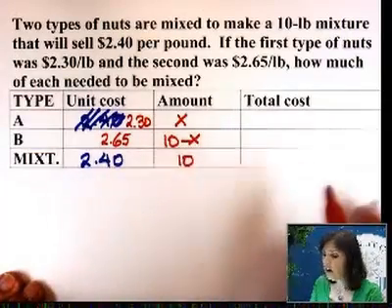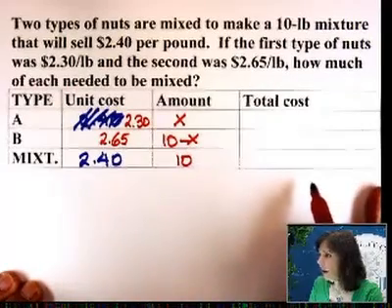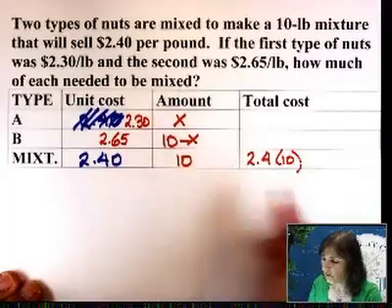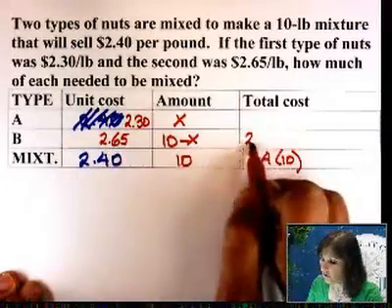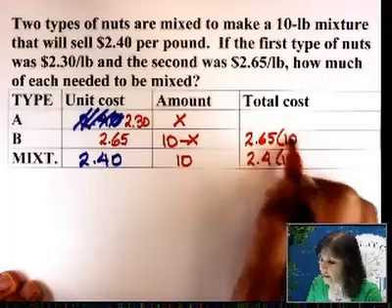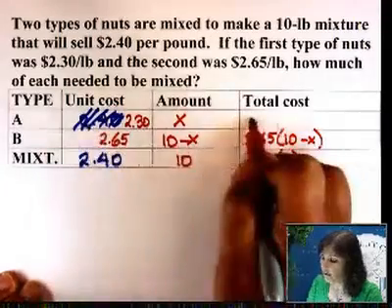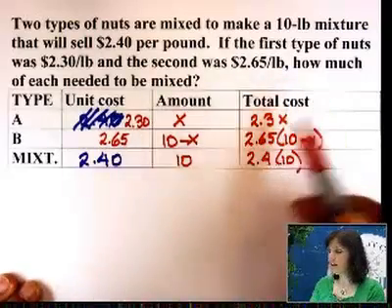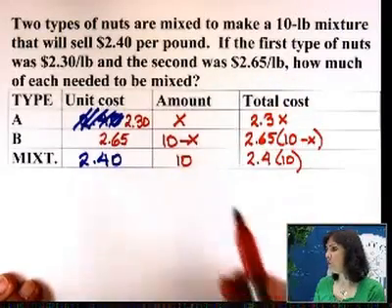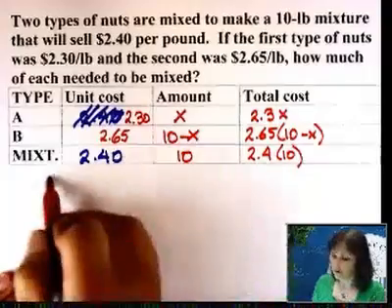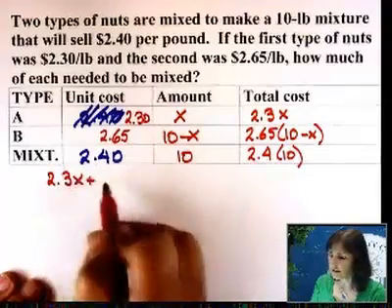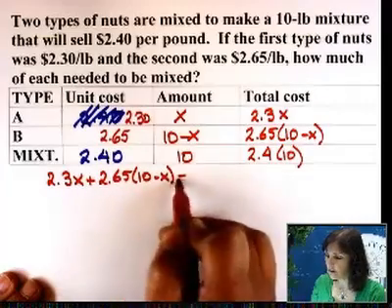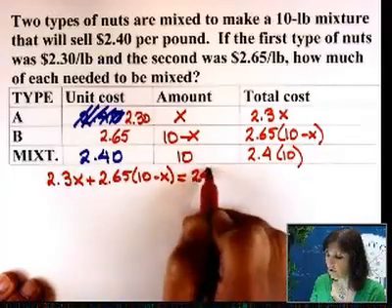So let's look at the total cost. The total cost is going to be $2.40 times 10. What will be the total cost for that one? 2.65 times 10 minus x. What will be the total cost for this one? 2.30 times x. Guess what? The cost of this plus that should give me that. So let's write down that equation. 2.3x plus 2.65 times 10 minus x equals 2.4 times 10, which is 24.